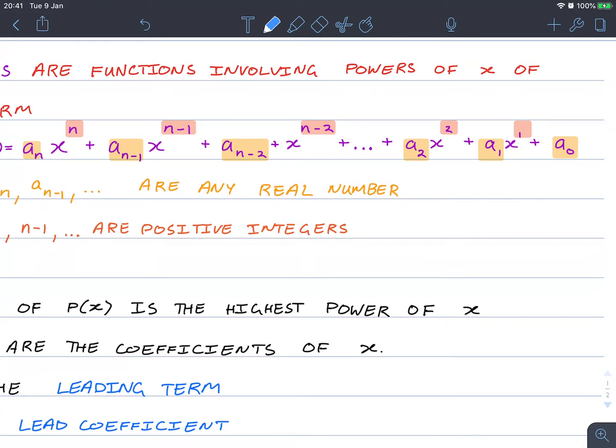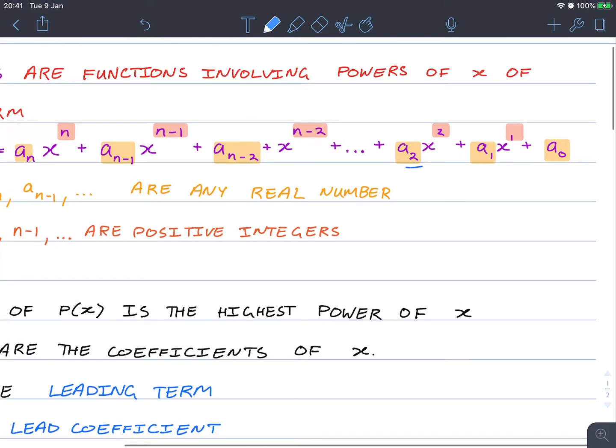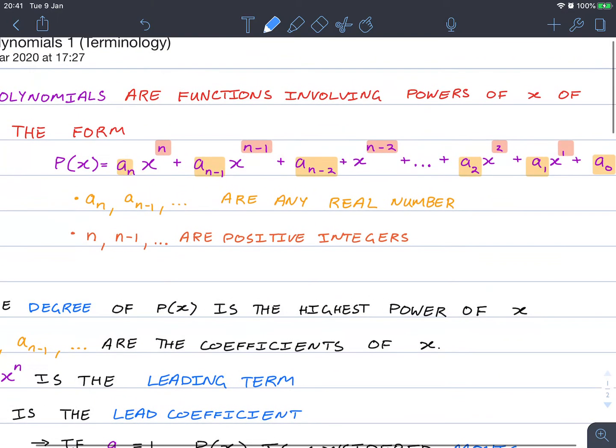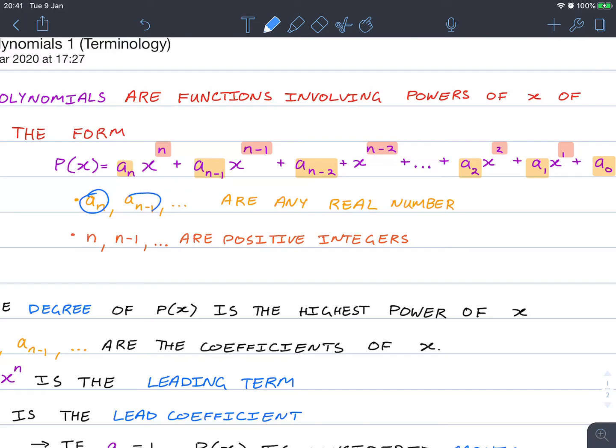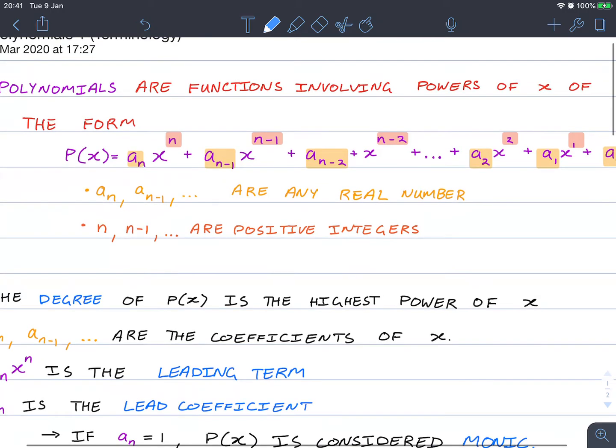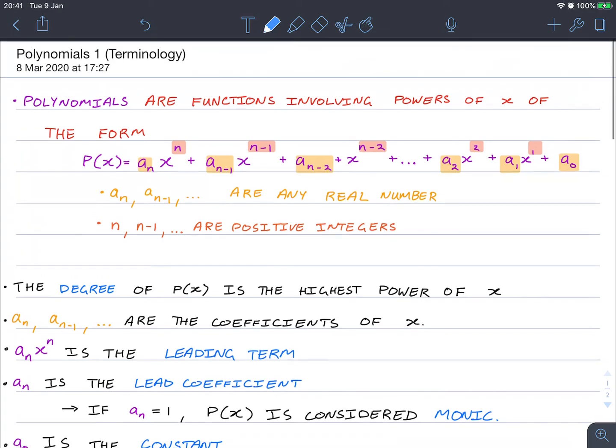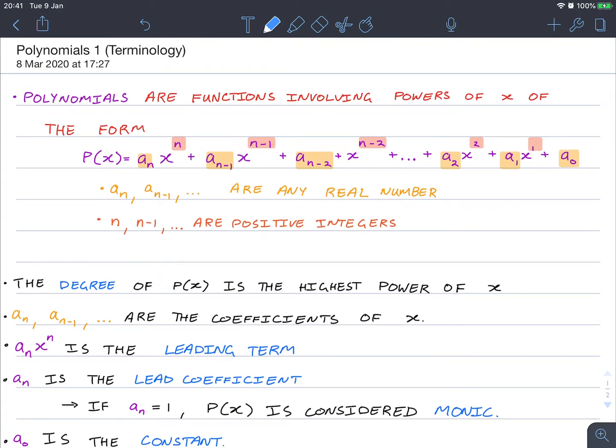This pattern will keep on going until we get to the very end of this expression, and I hope you get the idea there. a_(n-1) and a_(n-3), etc. Those are just labels for any real number. n, n minus 1, n minus 2, and so on, must always be a positive integer, meaning a positive whole number.